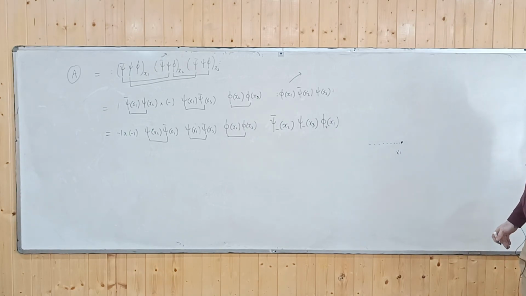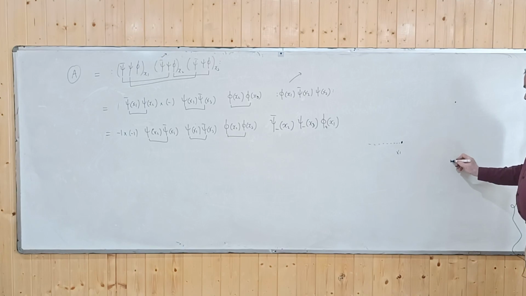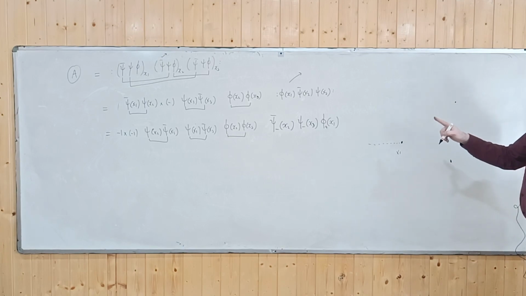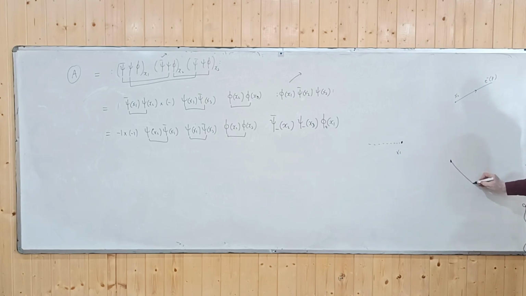Clear? Now where are you creating? You are creating at two other points. Let's say you have one point here and one point here. Let's call it psi minus bar. It is the x2 point. Here you are creating the electron with momentum p, let's say, and at this point you are creating the positron.